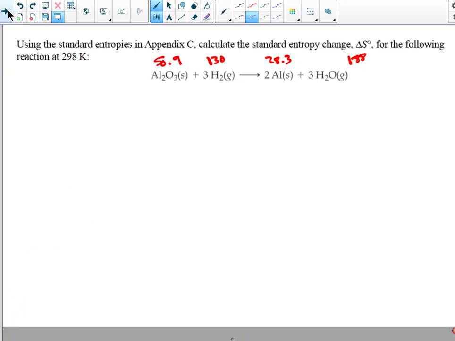Okay, next up. Using standard entropies in Appendix C. We're going to refer to Appendix C a ton today. Most of you don't have your book. On a couple of them, I've written them in. I'll have to look them up for you in the book, probably. Calculate the standard entropy change for the following reaction. Delta S naught equals the sum of products minus the sum of reactants.